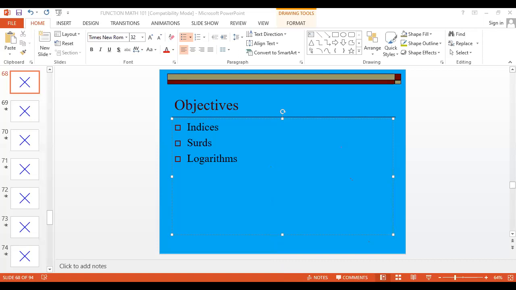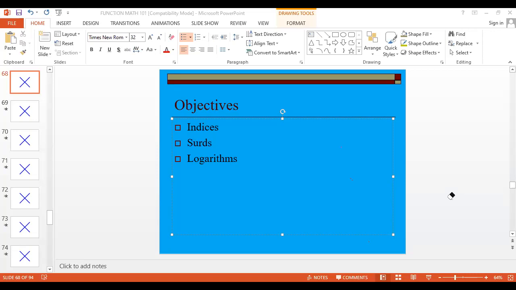Now, today's class, we are looking at the concept of indices, sets, and logarithms. Depending on how far we can go or what time will allow us, we may want to also go into rational functions, if time permits us. If not, then the objective of the day is to stick to these three. But let's see how quick we can absorb.